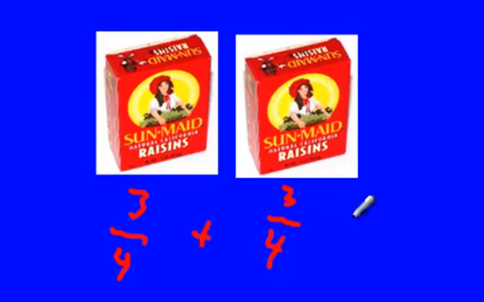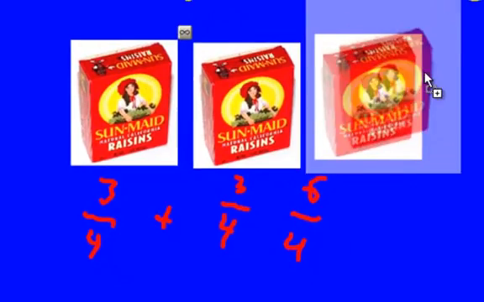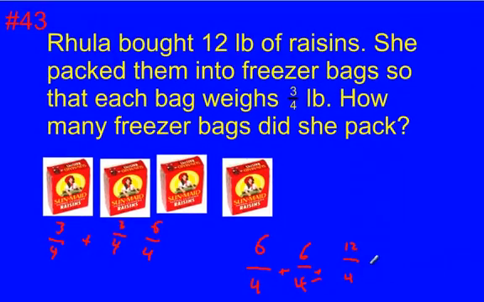You don't want to add the numerators. I mean, you do want to add the numerators, I'm sorry. You don't want to add the denominators. We get 6/4. And I could keep doing that if I wanted to. So let's say I have another one here and another one here. Well, I know that 2 of them was 6/4, so these 2 right here also have to be 6/4. So what's 6/4 plus 6/4? 6/4 plus 6/4 equals 12/4. And 12/4 equals 3. So I know that 4 of these bags of raisins, if you will, are going to equal 3 pounds.